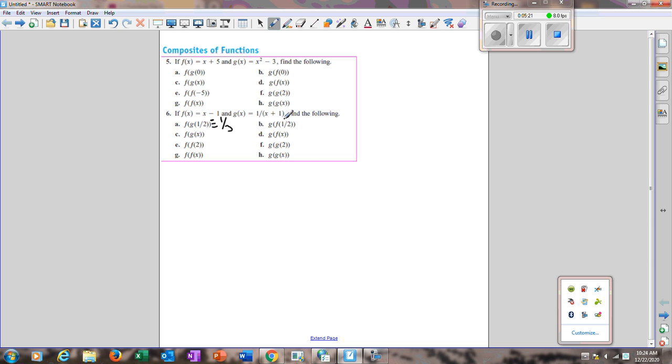G of f of 1/2 means I plug the 1/2 in here. 1/2 minus 1 gives me negative 1/2. Plug negative 1/2 in here. It's negative 1/2 plus 1, which is a positive 1/2. 1 divided by 1/2 gives me 2.